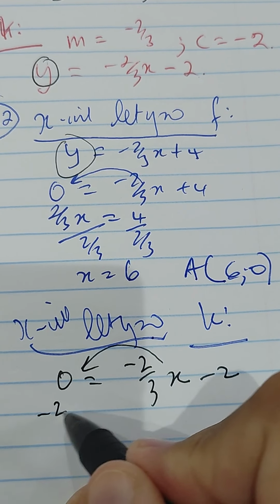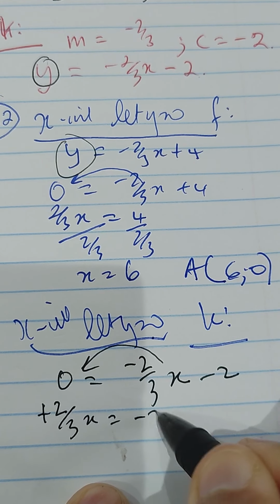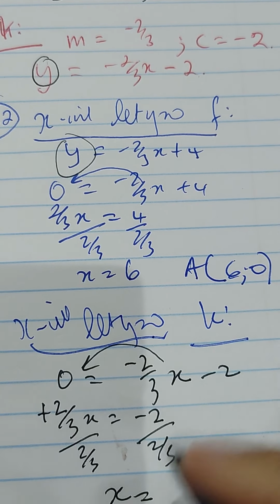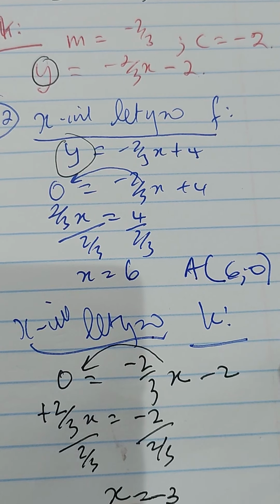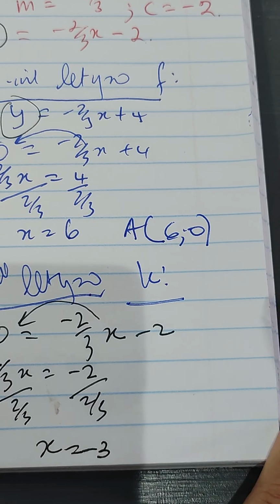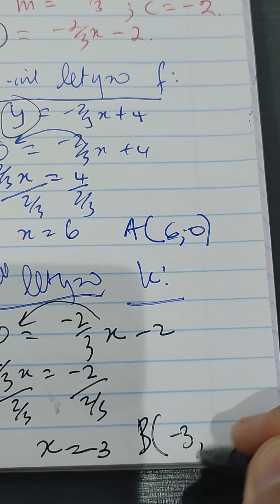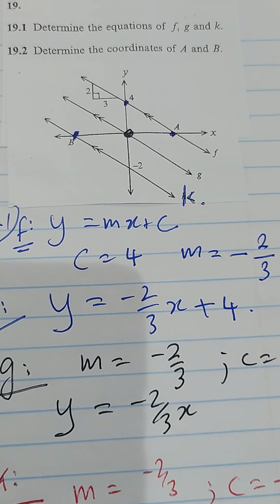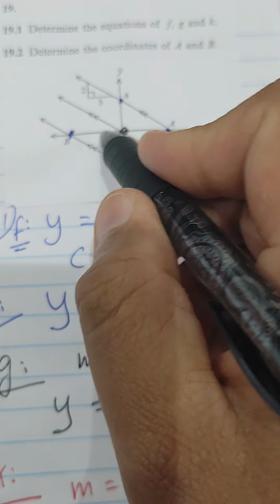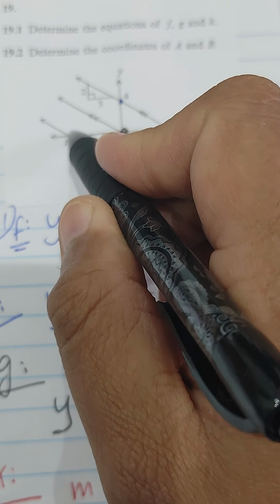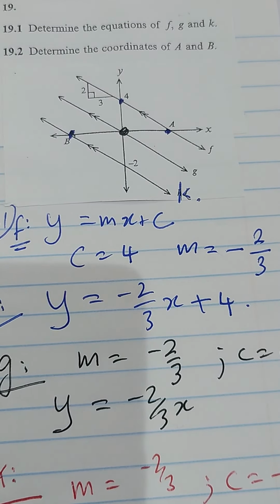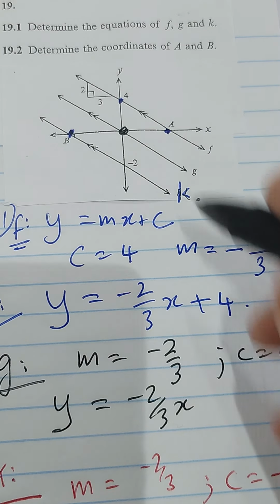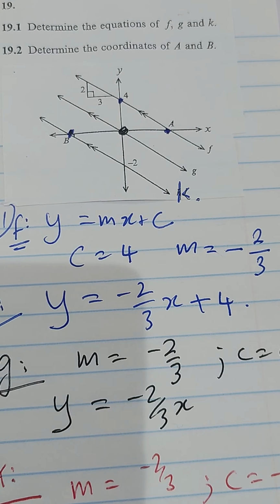Take that over the equal sign, so it will be positive 2 over 3x is equal to negative 2. Divide by 2 over 3 both sides to get x on its own. So it will give you an answer of negative 3. Have I answered the question? No. The question was for the coordinates of B, so it's negative 3 and 0. Does it make sense where B lies? Yes, because this is on the negative part of your x-axis. So yes, it makes perfect sense why that should have been negative, whilst A was positive at 6 and 0.